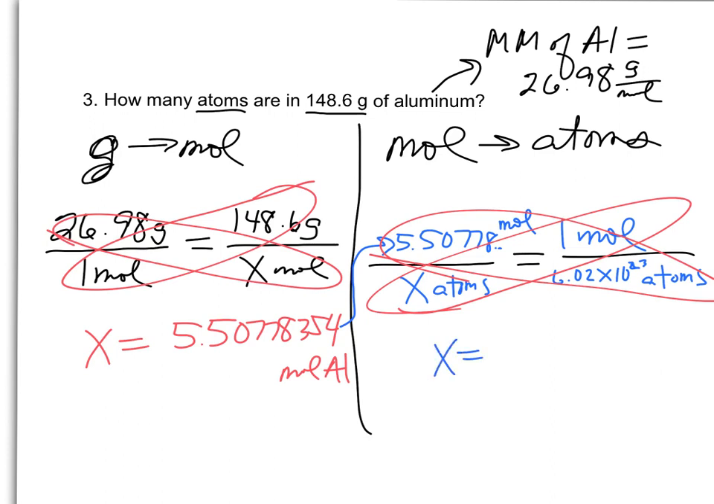and I end up getting X equals 3.316, since I want 4 sig figs, times 10 to the 24th atoms of aluminum.